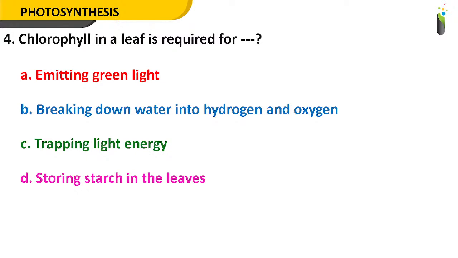Well, the answer of this question is C, trapping light energy. Chlorophyll is essential for trapping light energy. The leaves contain many photosynthetic pigments, the most important being chlorophyll. And each pigment has its own capacity to absorb a particular wavelength of light energy.